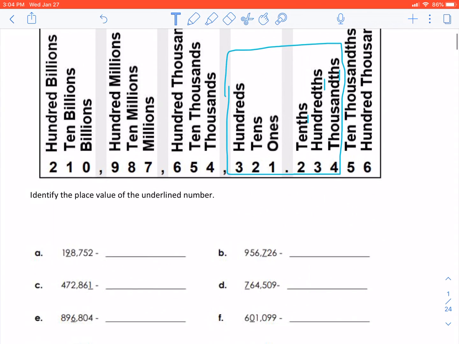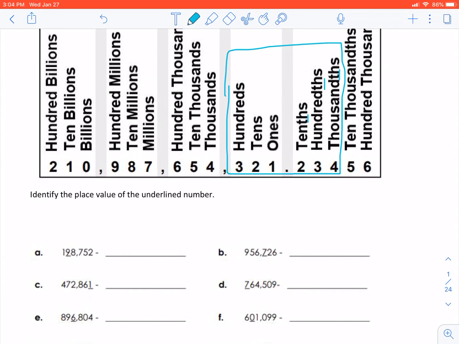All right, so let's just take a second to identify the place value of the underlined number. So we're just identifying, we're not rounding yet. So for part A, the 9 is underlined. That is a comma. So that would be 1, 2, 3, 4, 5 place values from the decimal place. So if you look at 5 places from the decimal place, this would be in the 10 thousandths place.